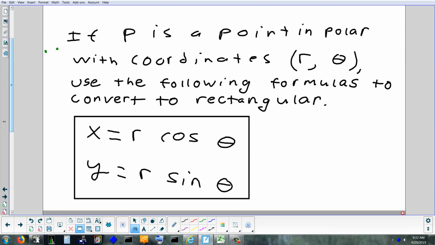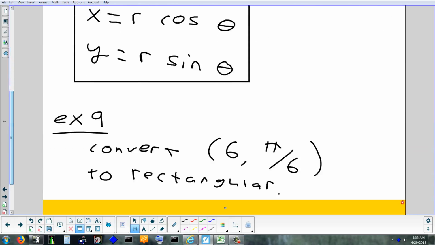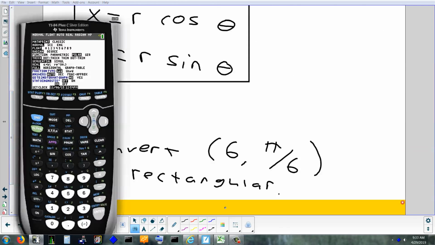Right, so let's look at this one. 6 comma pi over 6. Before I even start, what mode should I make sure my calculator is in? Radians. How do I know it's not degrees? Because there's no degree symbol there. If there was a degree symbol, then I'd put my calculator in degrees. Right, so I think my calculator is already in radians. Yep.